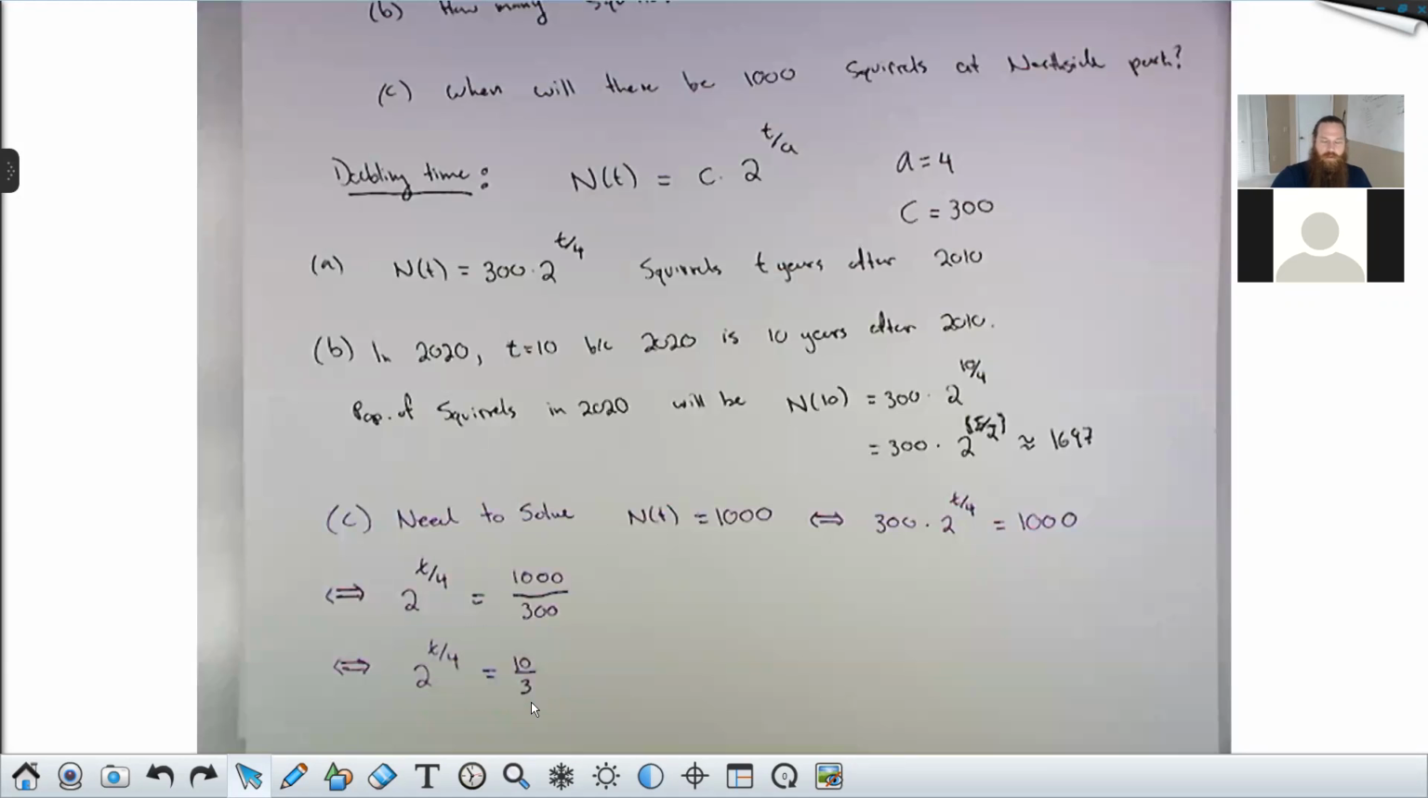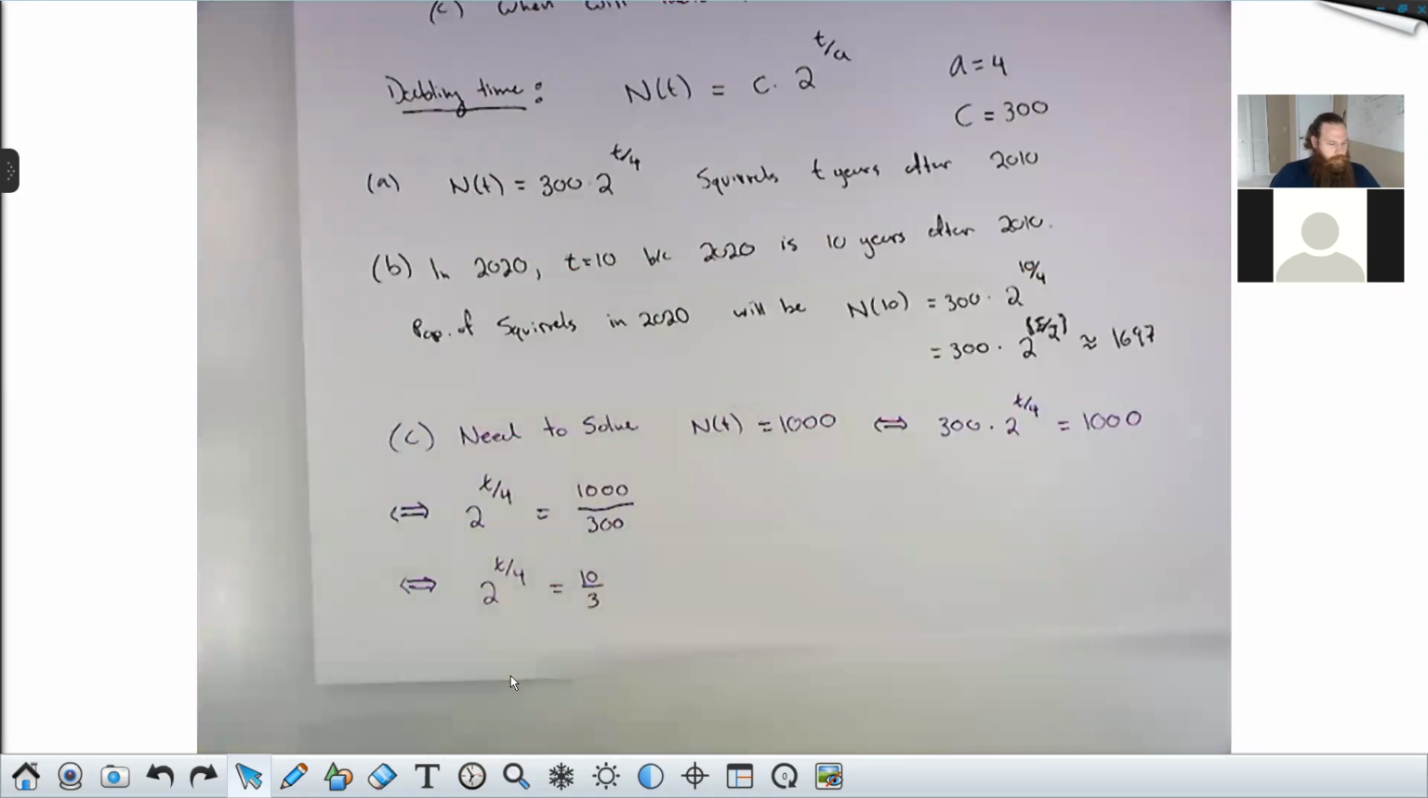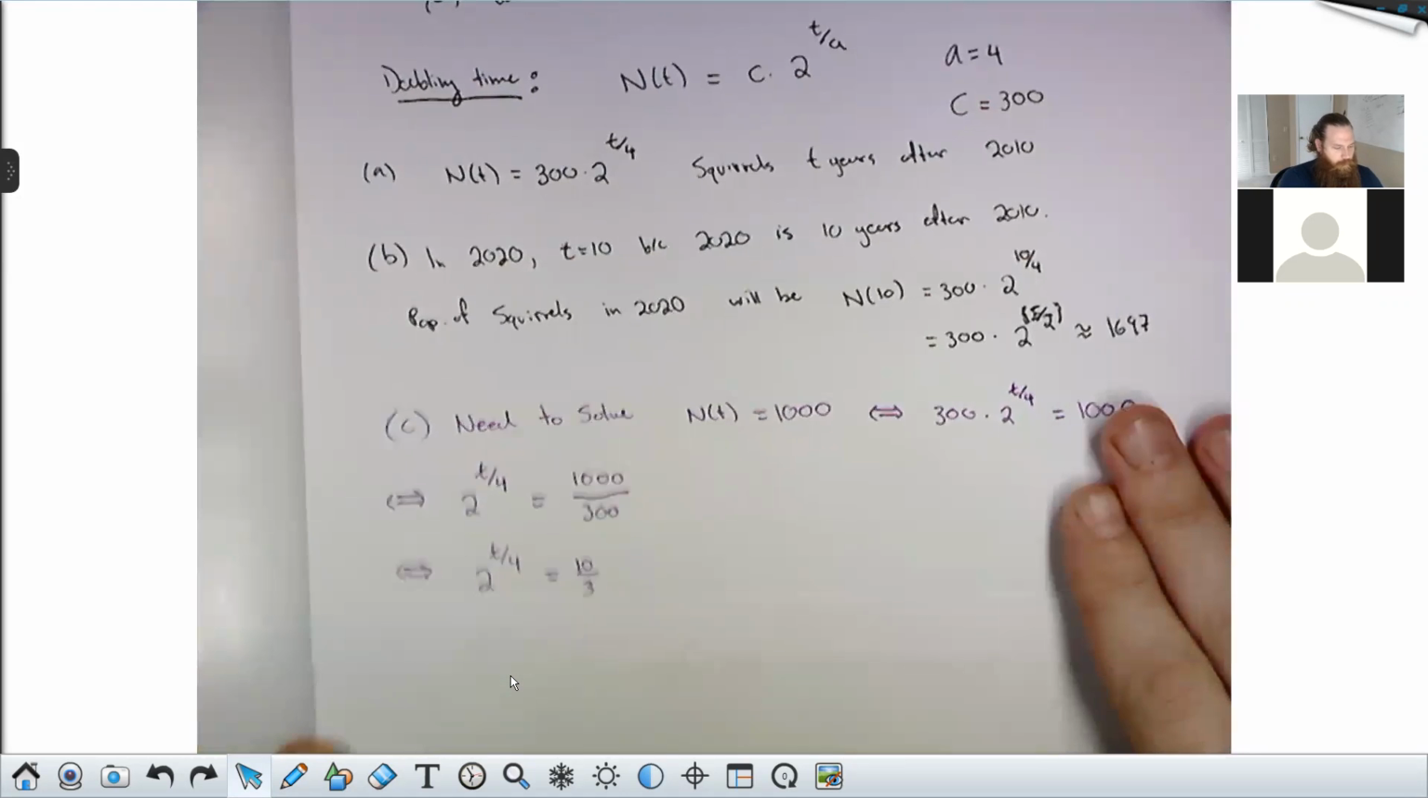Good, we're going to need to take some sort of logarithm. We could use the base 2 logarithm if we wanted. We could use the base 10 logarithm if we wanted. But most of the time we just use the natural log. It doesn't matter, it's up to you. If you prefer using one logarithm or another, you're welcome to.